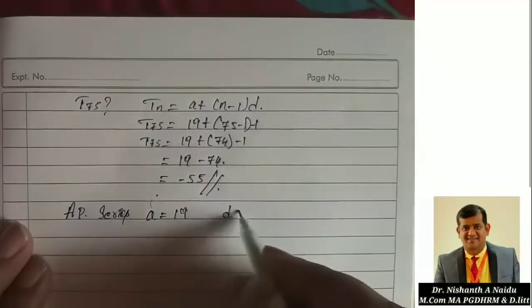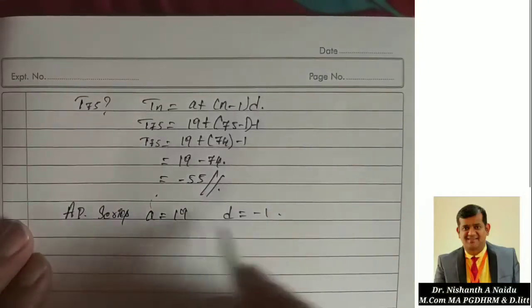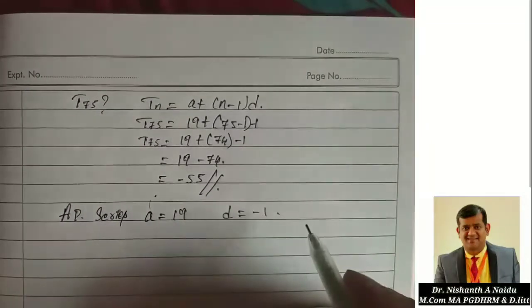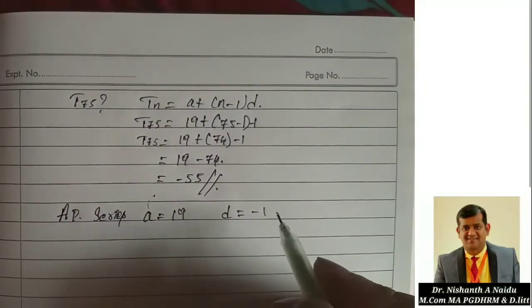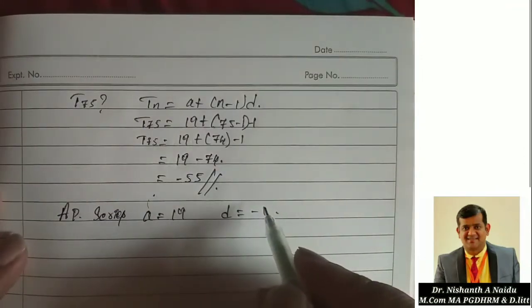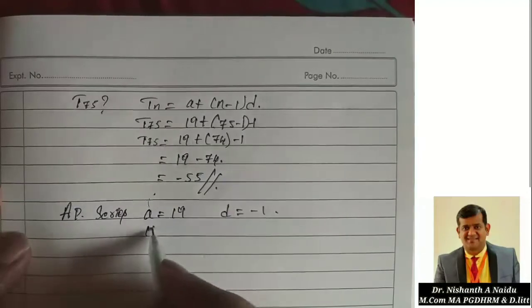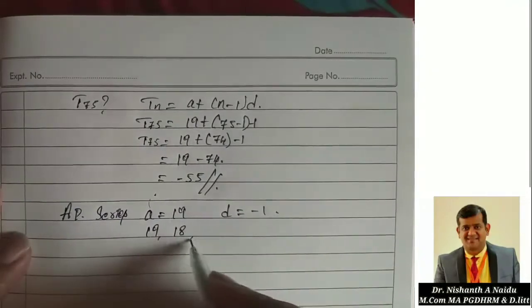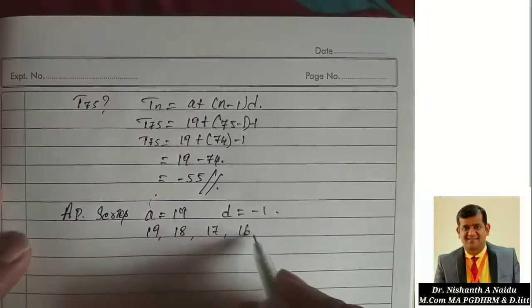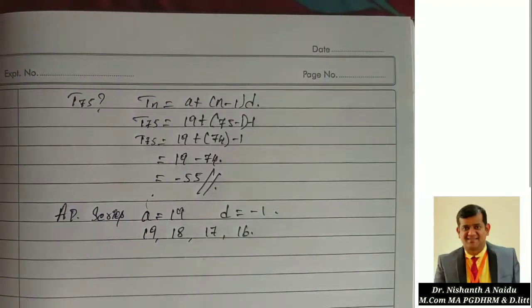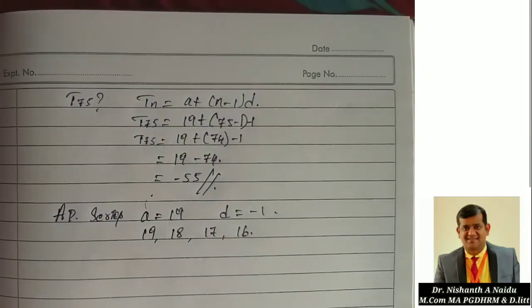And if you want the AP series, a equals 19 and d equals minus 1. So 19 minus 1 is 18, 18 minus 1 is 17. That is how the series goes. So the series is 19, 18, 17, 16. Okay, so that is how we are going to solve.